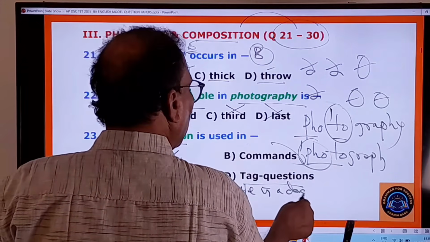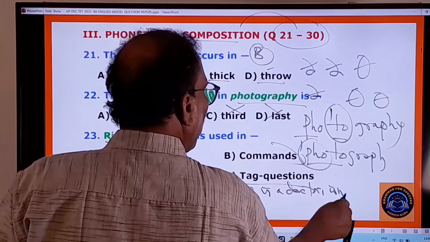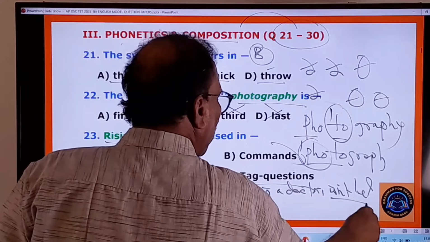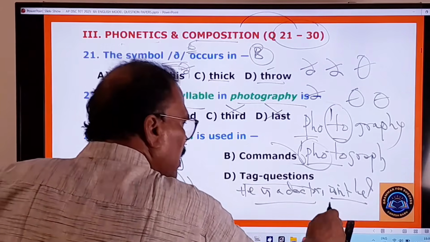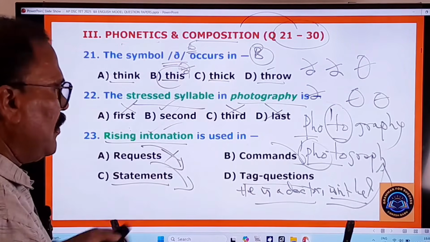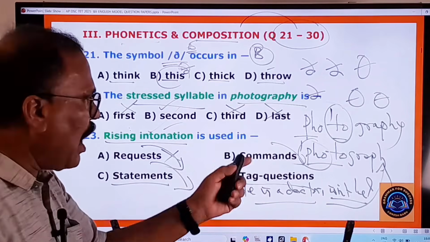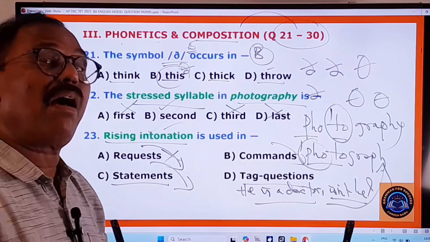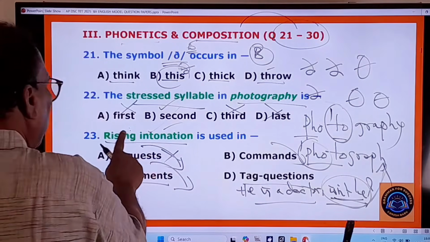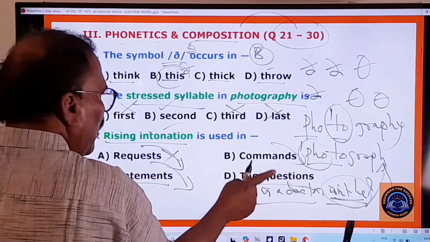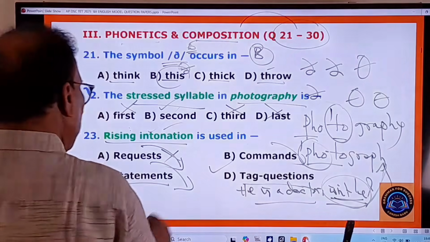He is a doctor. See, this is a tag. He is a doctor, isn't he? He is a doctor, isn't he? Even in Telugu also we say the same thing. Atadu oka doctor. Atadu kada. Therefore, the rising intonation is used in tag questions. Therefore, D is your answer.